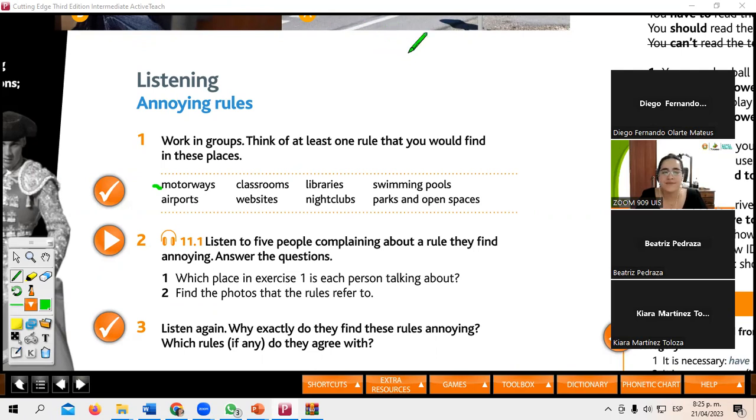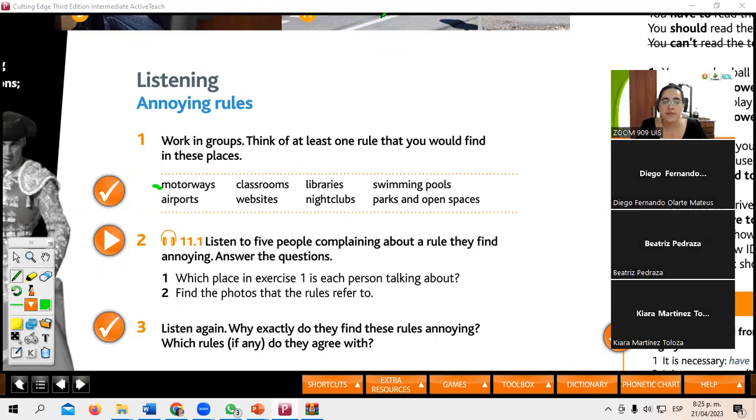Yes, Diego? Don't exceed the speed limit. Yes, very important. Don't exceed the speed limit in the motorway. Okay, good. Joanne, for airports, what is the rule for airports? Okay, rules for airports and maybe be on time to fly. For your flight, yes, be on time for your flight. This is a good rule.